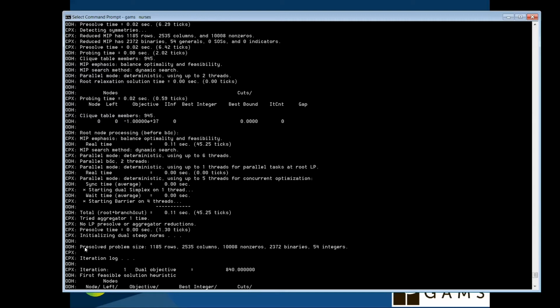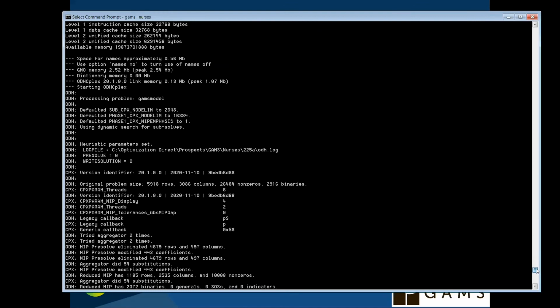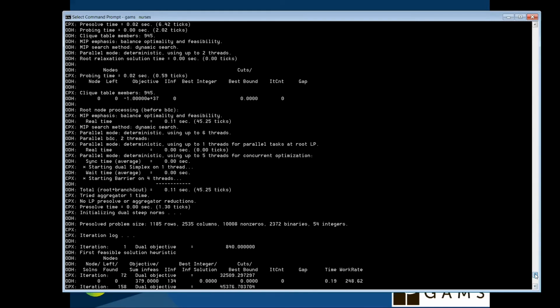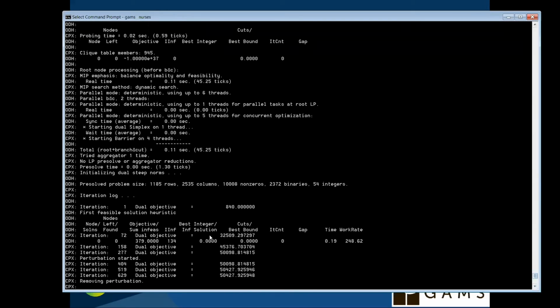And before ODH starts doing anything with the pre-solve, it at least tells you how big the pre-solved model is. In this case, it's reduced a little from the original size model, which it gives you at the start here. So they've gone down from almost 6,000 rows to just over 1,000 rows. So the pre-solve has done a significant amount of work.